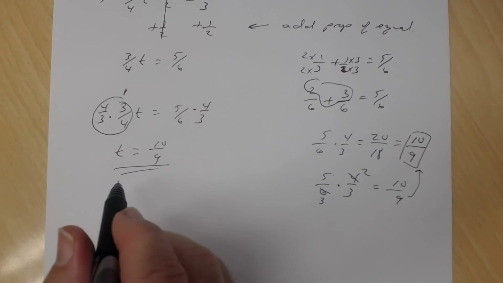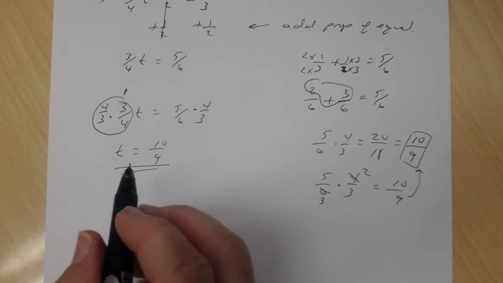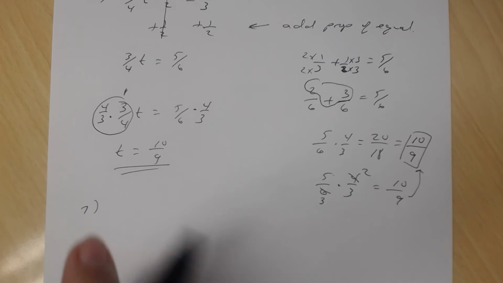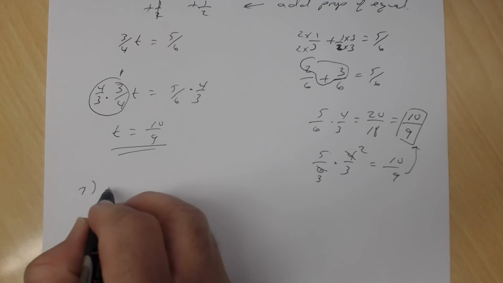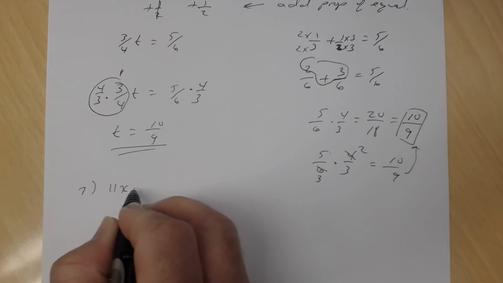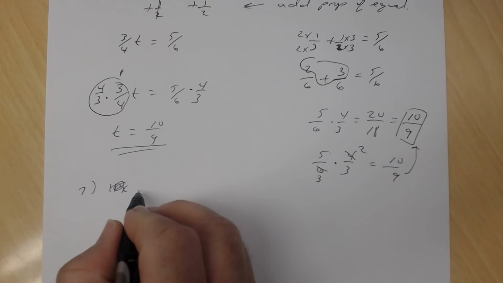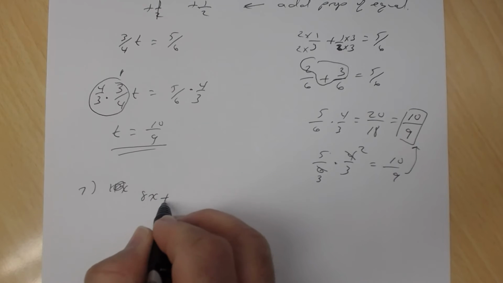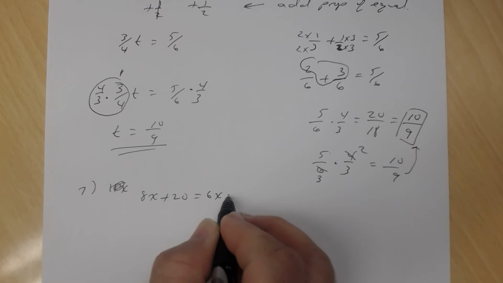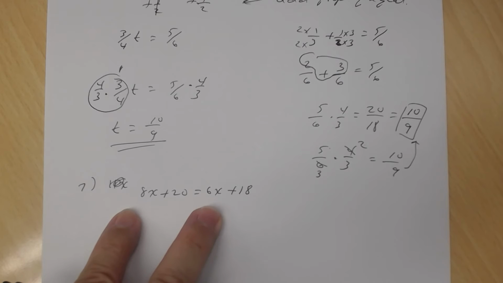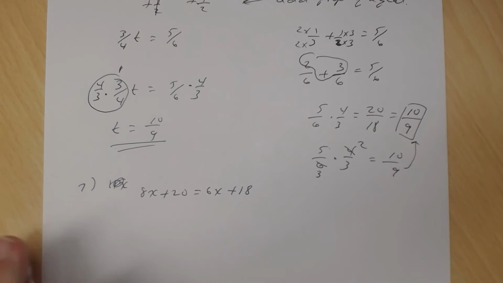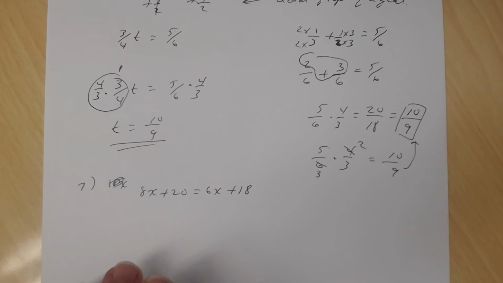Okay, now let's look at this. This is going to be number 7. Suppose we had 8x plus 20 equal 6x plus 18. So 8x plus 20 equals 6x plus 18. Now that looks like some equation we had in the previous lesson. Remember, we have variables on both sides, constants on both sides. There are no parentheses, so I'm not going to use the distributive property.